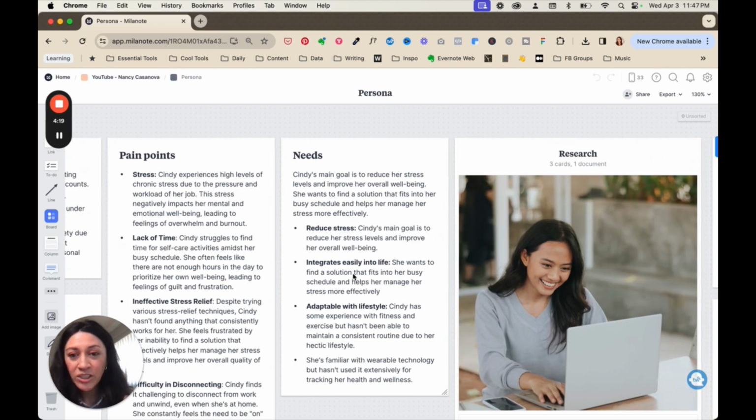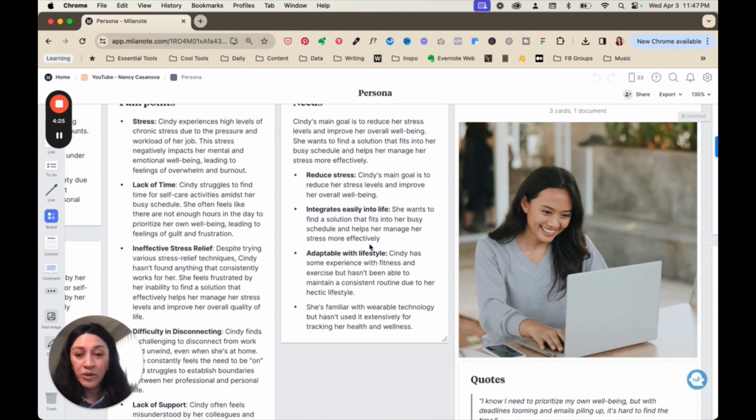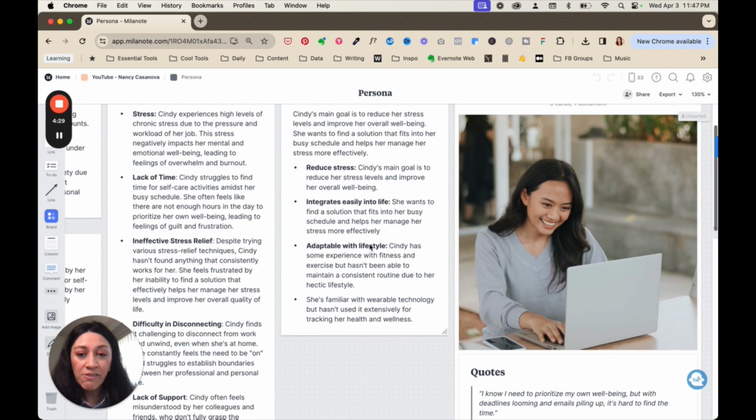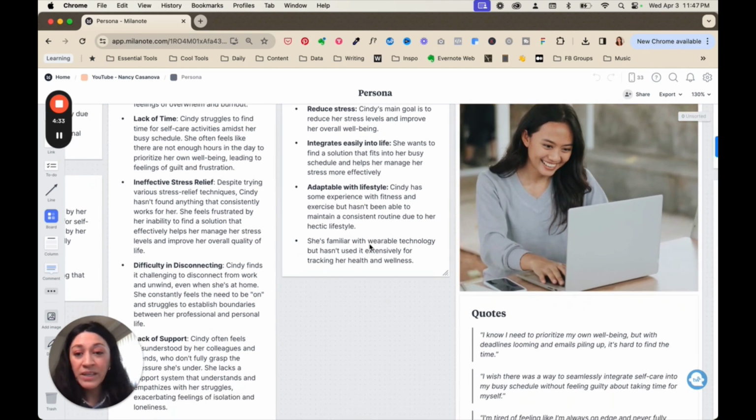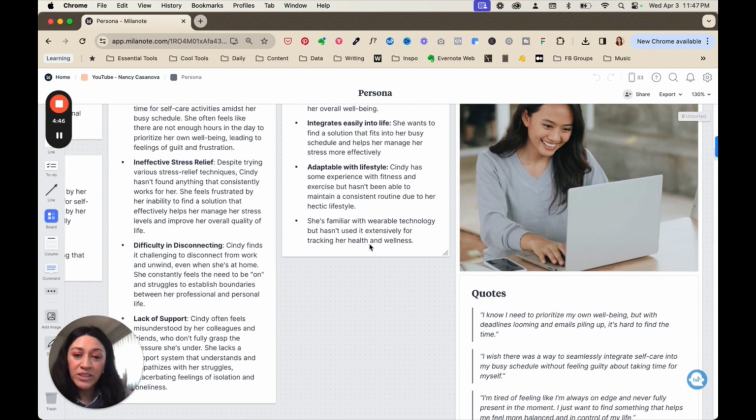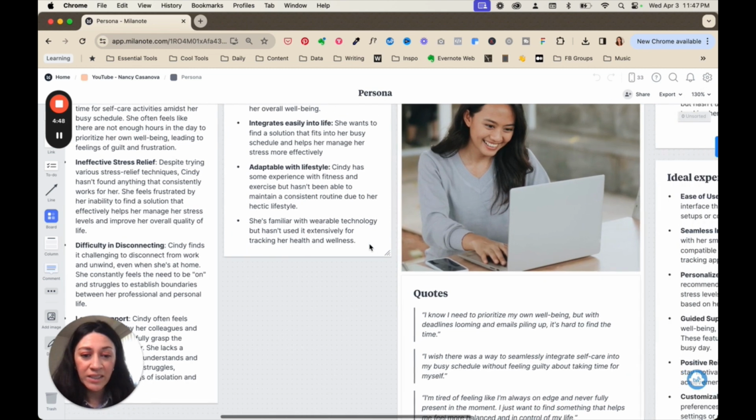So what does she need? Her main goal is to reduce her stress. She wants to improve her overall well-being. She wants to make sure that something she's using fits and integrates seamlessly into her life, and is adaptable to different things. She doesn't always maintain a consistent routine because of her hectic lifestyle, but maybe there's something that can really be adaptable for her. And she's familiar with wearable technology, but hasn't really used it extensively.